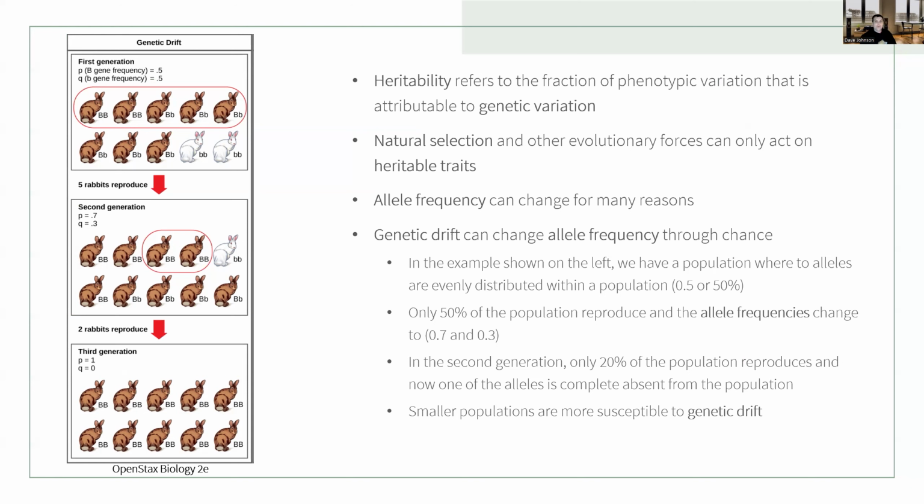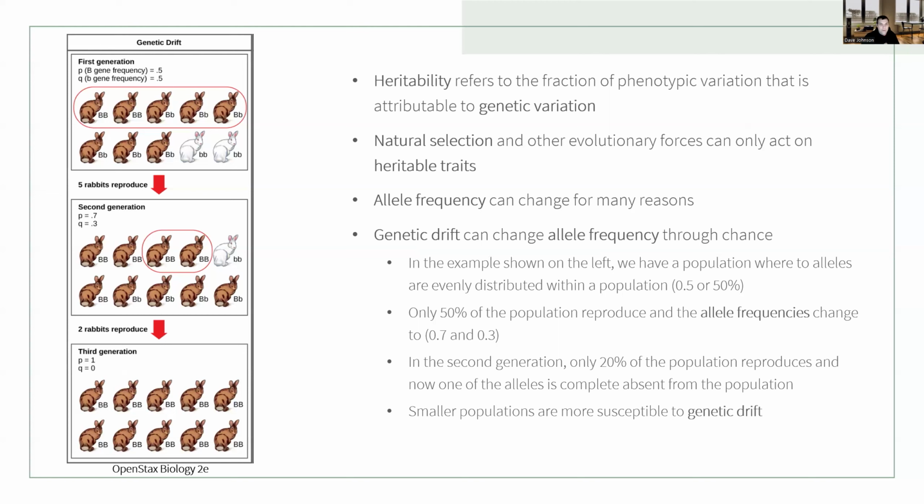Now, one thing we do have to acknowledge is that allele frequency can change for many reasons. This is kind of what I was alluding to. Yes, we can get changes in allele frequency that are directly attributed to natural selection. We'll talk about those in a minute, but what are some other reasons why allele frequencies may change within a population? A lot of these can be tied to a phenomenon called genetic drift. Genetic drift refers to the change in allele frequency that happens through chance.